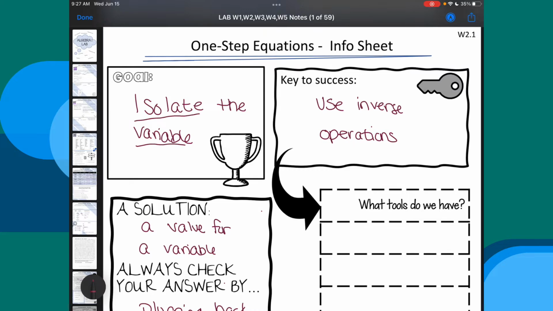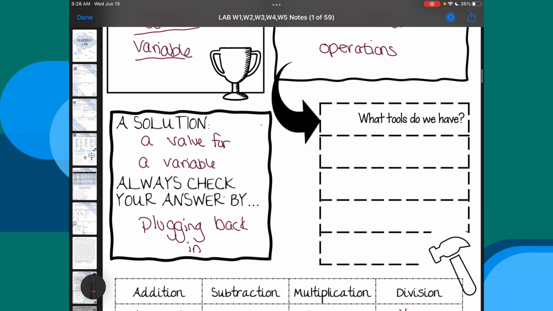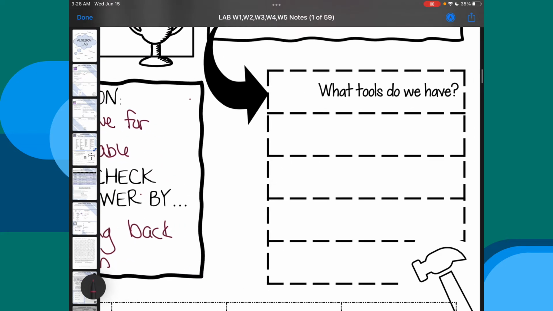Remember, the variable is the letter in the equation. In order to do this, we will use our inverse operations. What are inverse operations? Well, they're like opposites. So if we have an addition sign, we would undo the addition sign with the opposite operation, which is subtraction. If we had subtraction, we would undo subtraction with the opposite sign or inverse, which is addition.